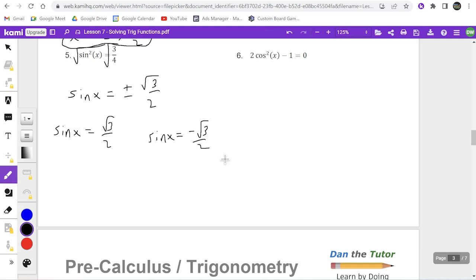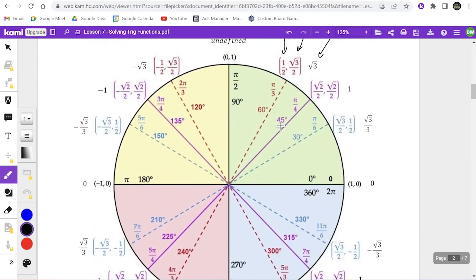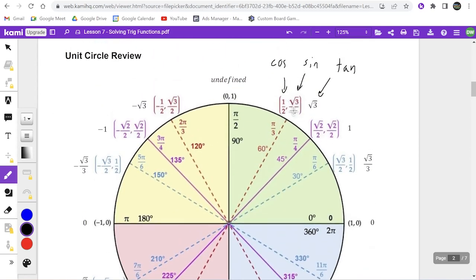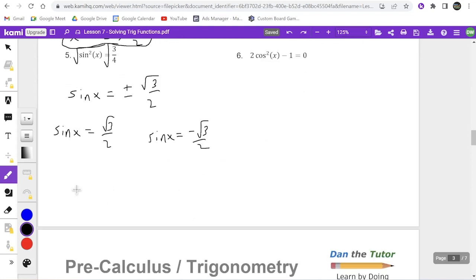And I also know that it's equal to root 3 over 2 when it's in like the pi over 3 family. What do I mean by the pi over 3 family? Let me go back to my unit circle. I'm saying it's root 3 over 2 for sine at pi over 3, 2 pi over 3, 4 pi over 3, and 5 pi over 3. That's what I mean by the pi over 3 family. It's all of those. So in other words, I'm just going to write that out.